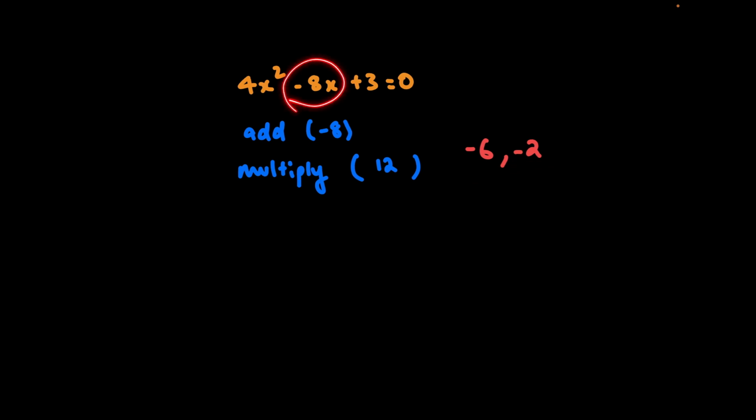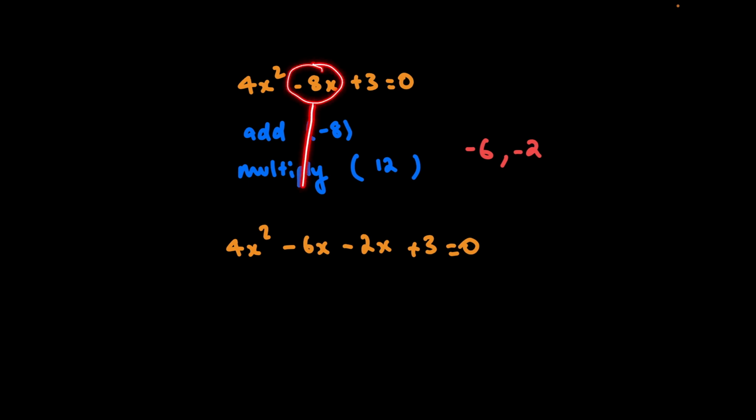Let us split this middle term. So it goes from minus 8x to the following. We can rewrite this quadratic as 4x squared minus 6x minus 2x plus 3 equals 0. The reason I've written it like that is because minus 8x, you can split up as minus 6x minus 2x.